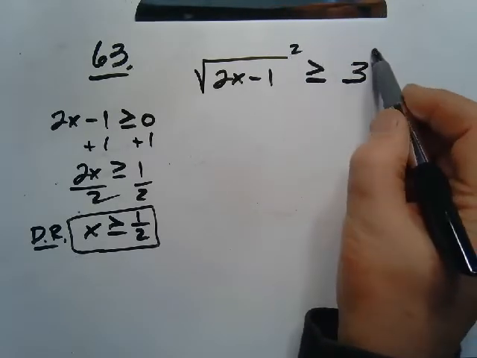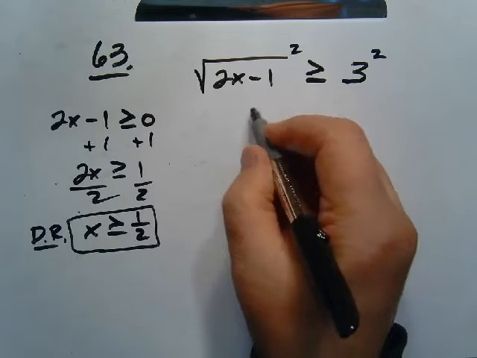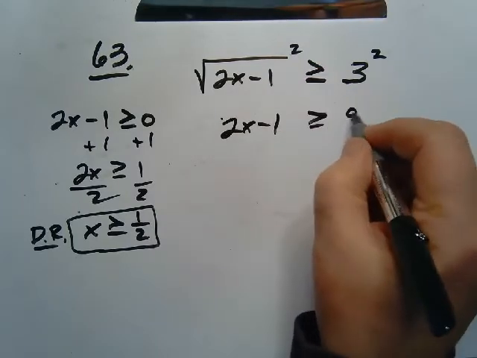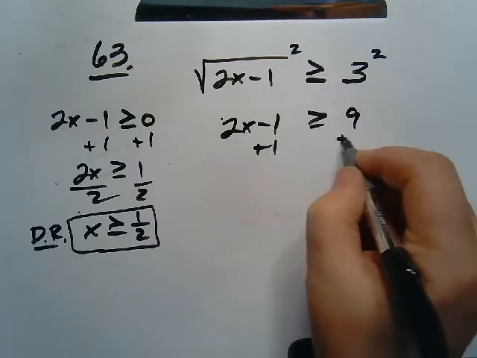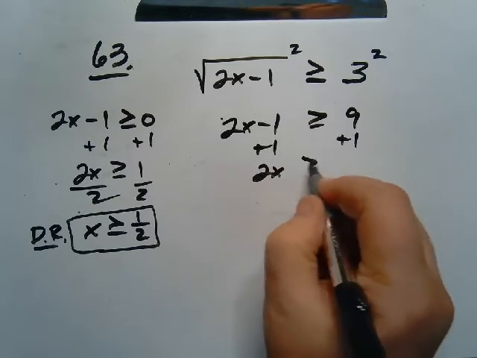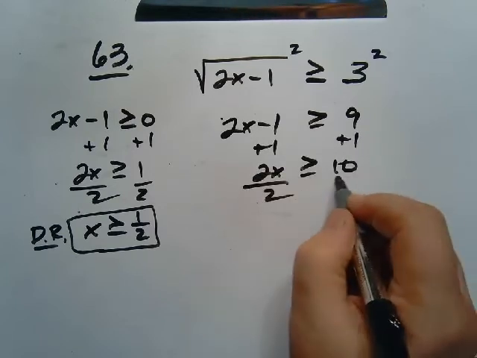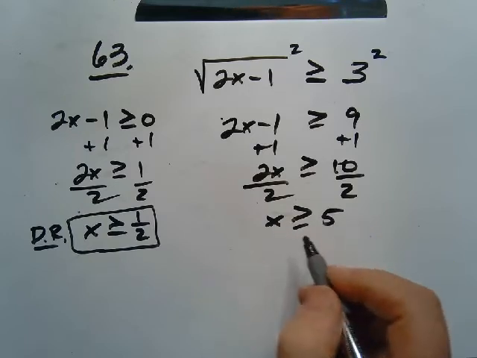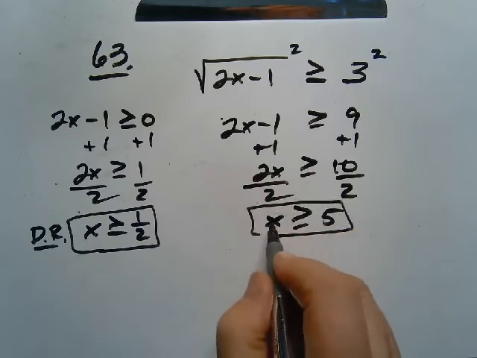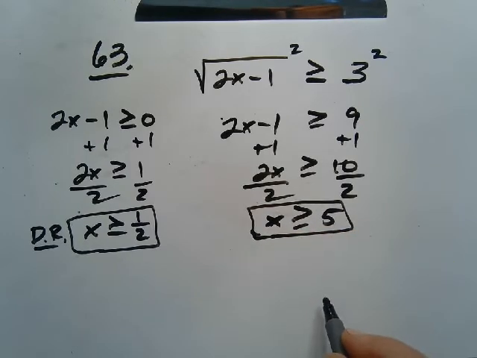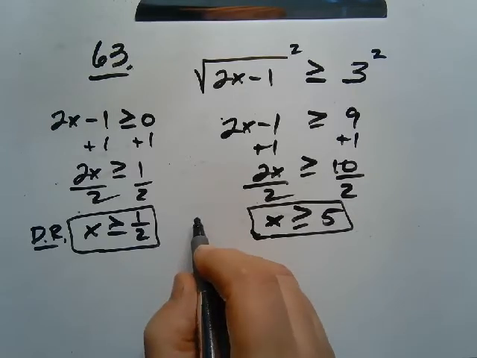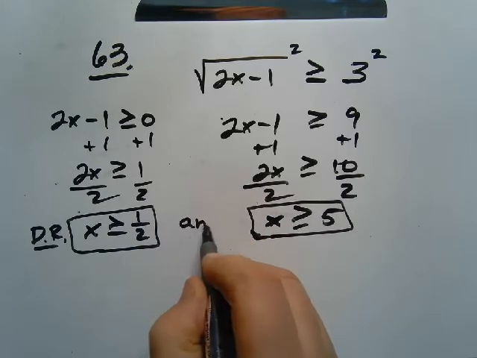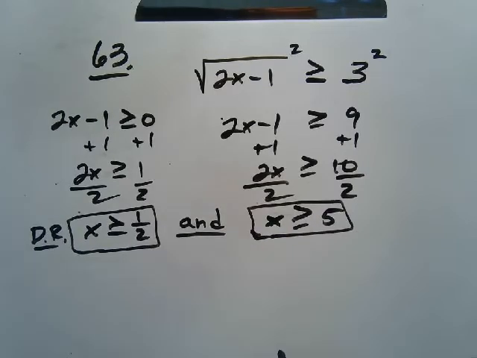We're going to square both sides. Square and square root undo each other. This is 9. Adding 1 to both sides and dividing by 2, and we get this. Now, the answer says that x is greater than or equal to 5. Well, they both have to be true. This is an and statement. They both have to be true.